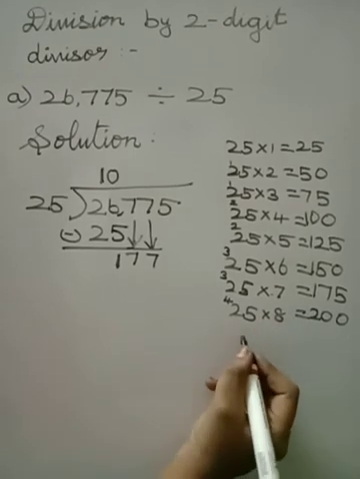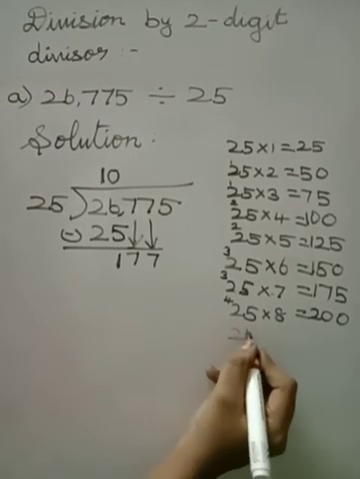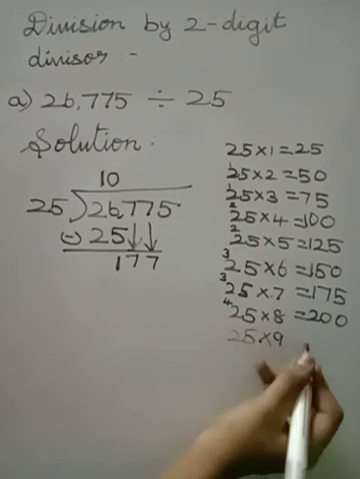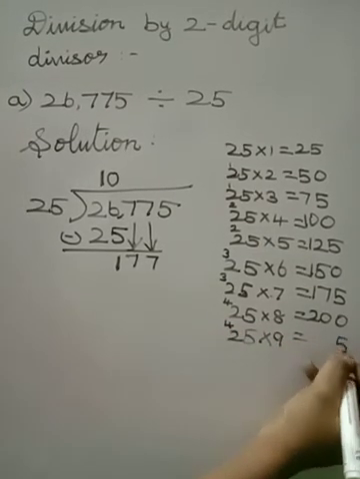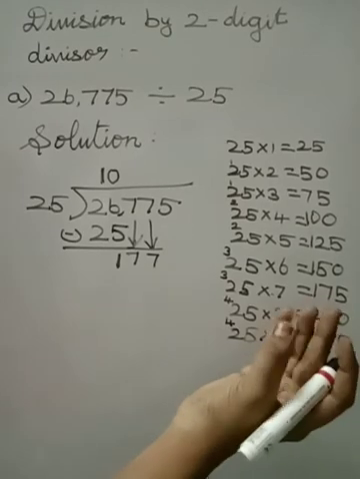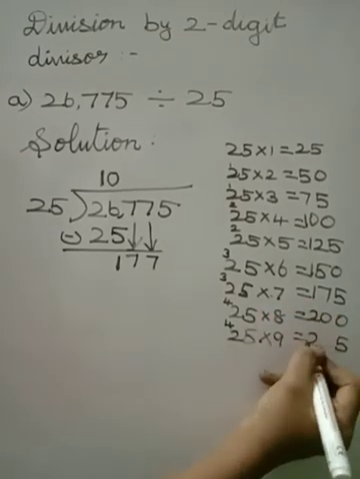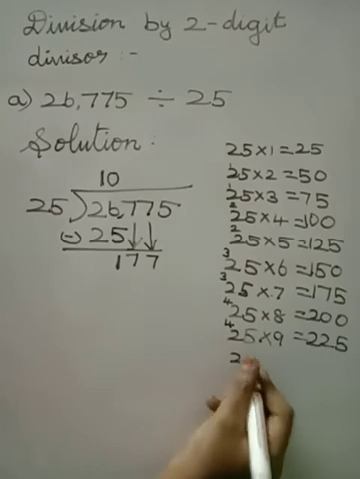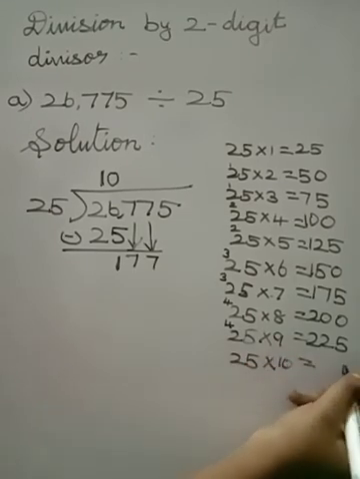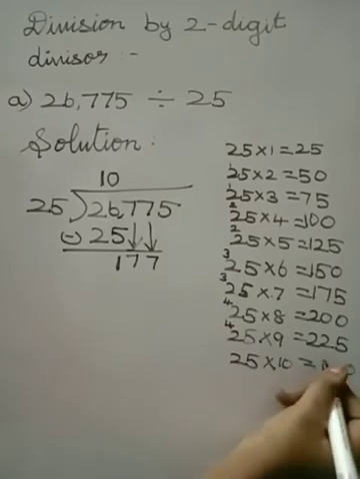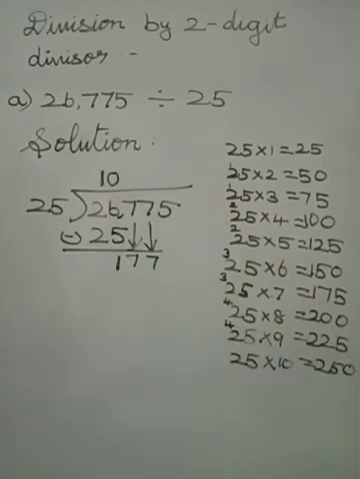And the next number, it is 25 into 9. 9 fives are 45, 9 twos are 18, 19, 20, 21, 22. The last number, 25 into 10. So 0, 0, 25 ones are 25. Okay, now the table has been completed.